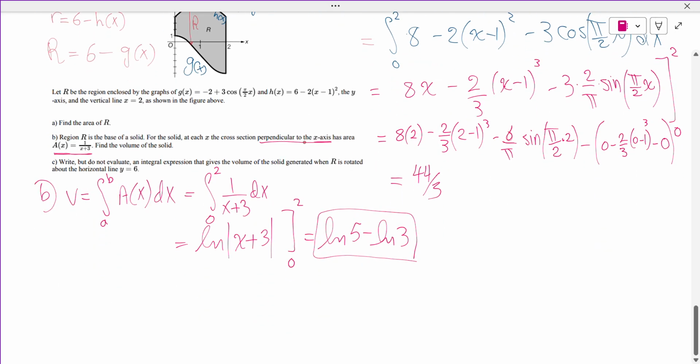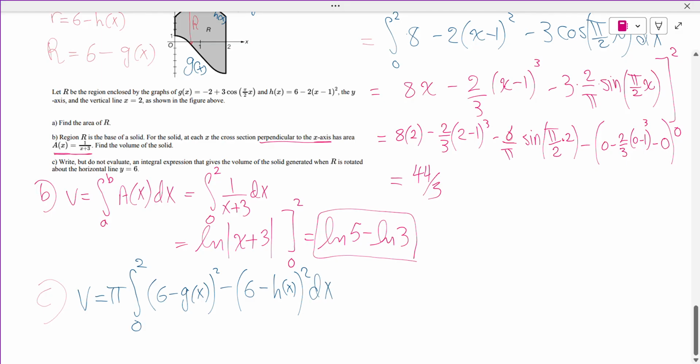So for part C, what we are going to do is the volume is equal to pi. As long as something is rotated, immediately there is pi, okay? Pi times the integral from 0 to 2 of R capital squared, which is 6 minus g of x squared, minus the inner radius, which is 6 minus h of x, all squared, dx.